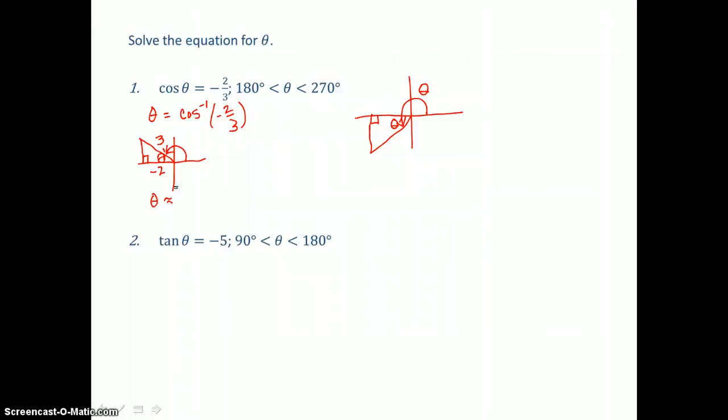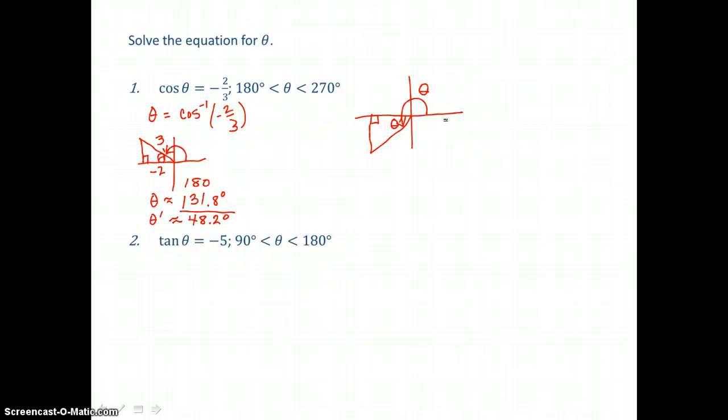and I get a 131.8 degree angle. So now, since that reference angle is between 180 and that 131.8 degree angle, I'm going to subtract to find theta prime. So I'm going to get 48.2 degrees for a reference angle, theta prime.